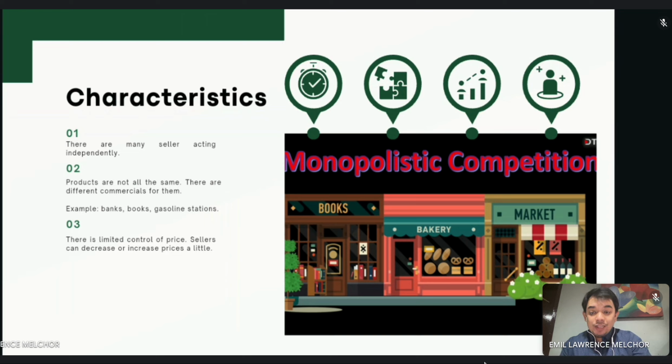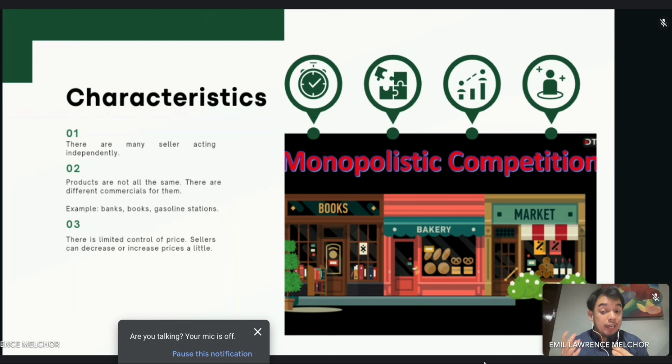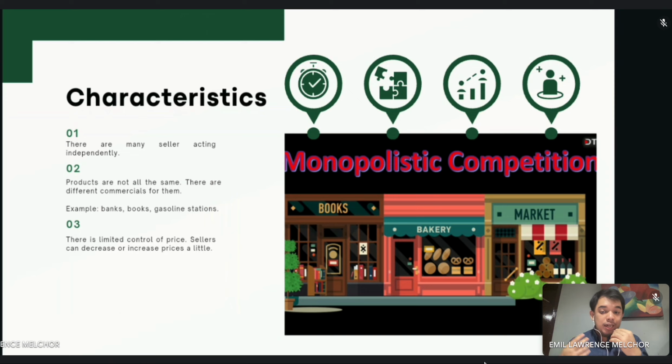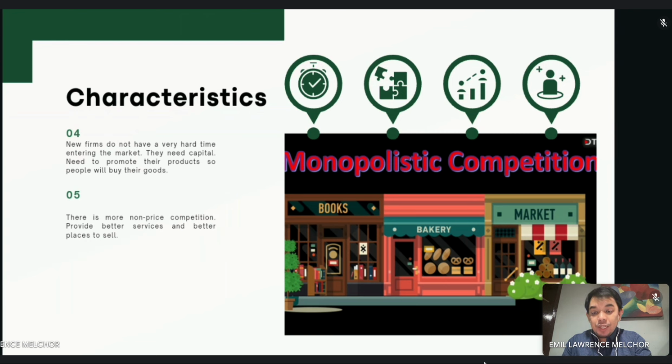The third characteristic is that there is a limited control of price. Sellers can decrease or increase prices a little. So here they cannot easily control the price because of competitive advantage. So another characteristic of monopolistic competition is that new firms do not have a very hard time entering the market.